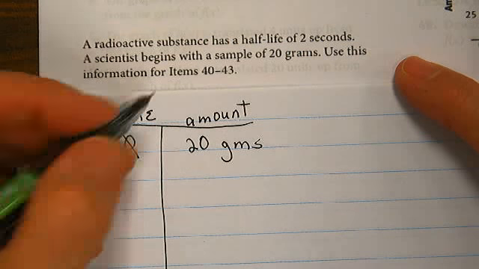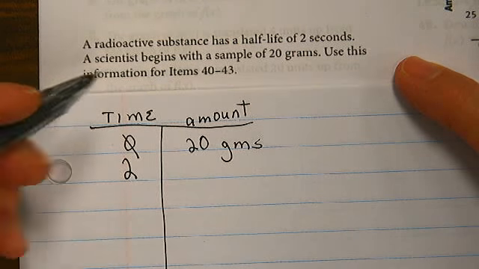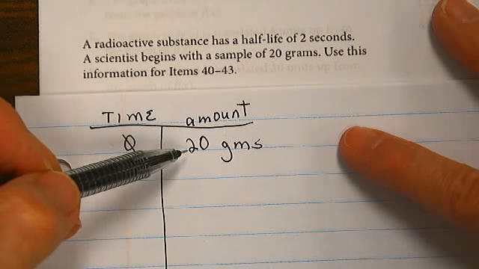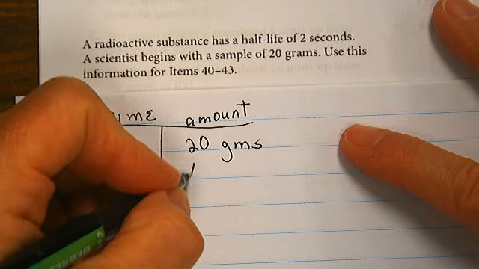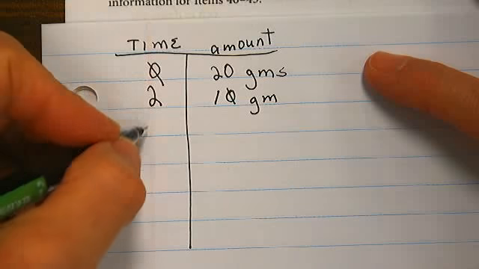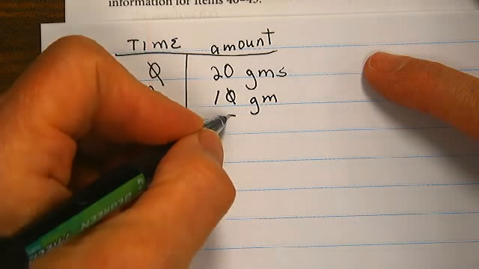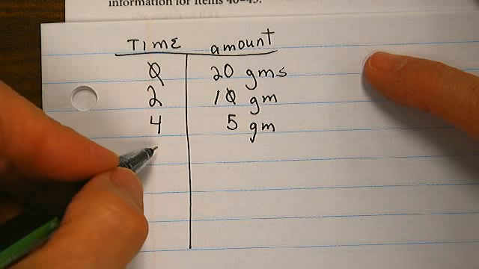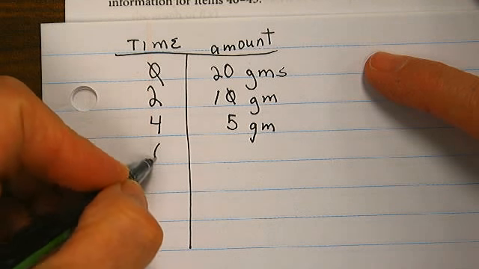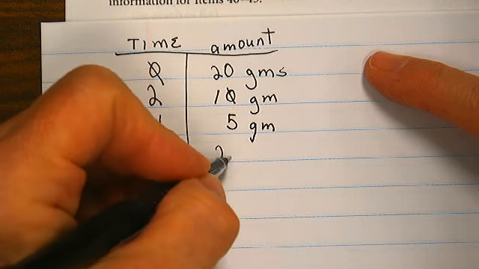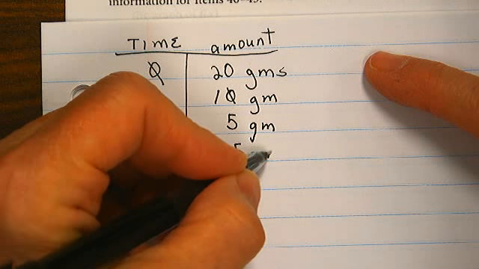In 2 seconds, we've lost half the amount, so that's 10 grams. At 4 seconds, we've lost half the amount, 5 grams. At 6 seconds, we've lost half the amount, that's 2.5 grams.